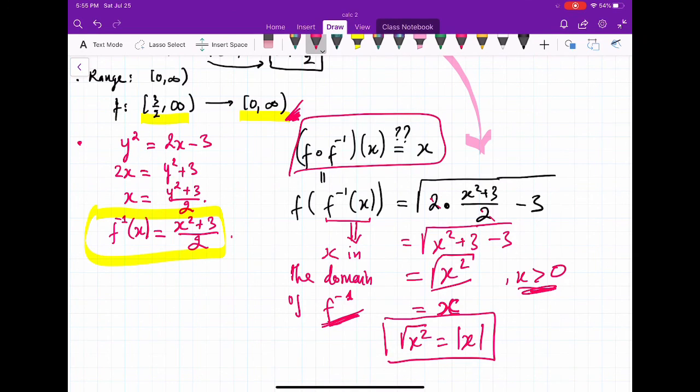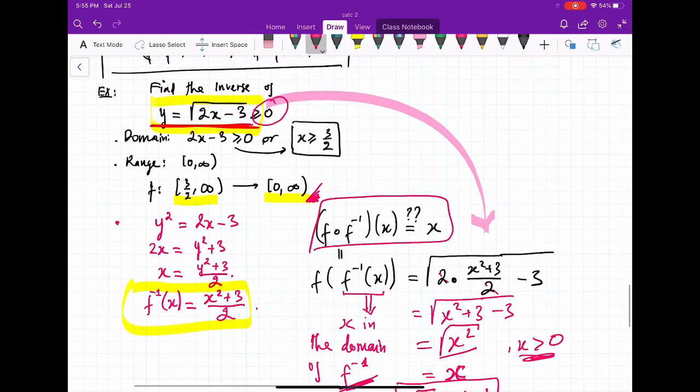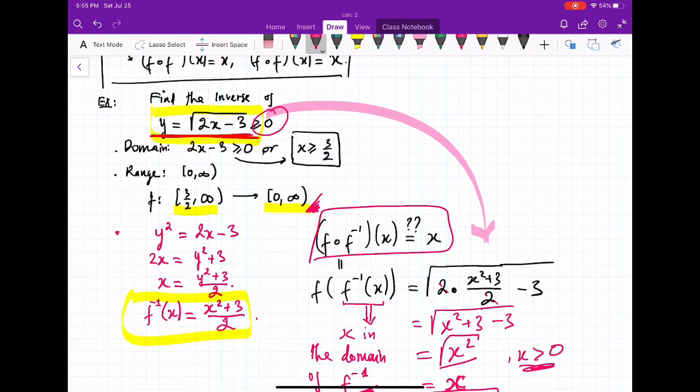This is a long way, but sometimes we have to do all these steps. All right, so I hope this video is clear enough. In the next video, we will study the derivative of inverse functions, and we might consider some other examples. Okay, thank you and see you in the next video.